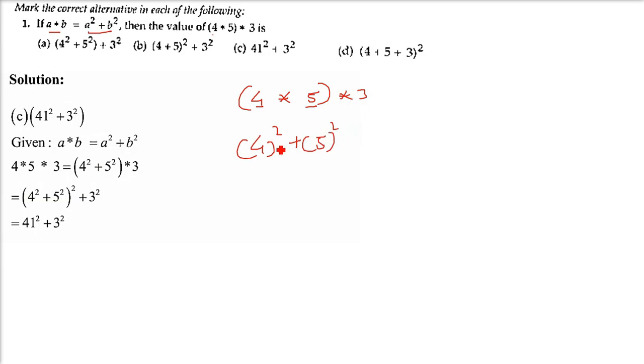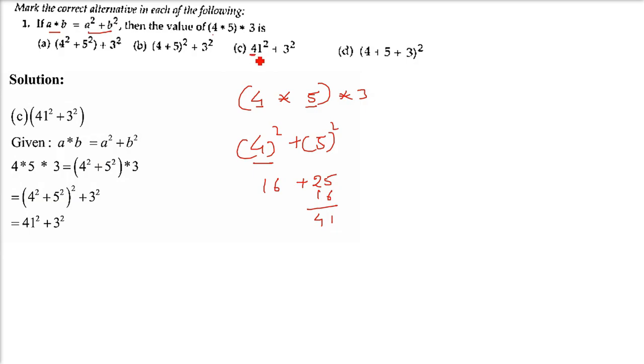First we'll do this. 4 4s are 16, and 5 5s are 25. So 16 plus 25 will be the first value. Then you have to operate this with the other value, which is 3. So 16 plus 25, that will be 41. 25 plus 16 is 41.